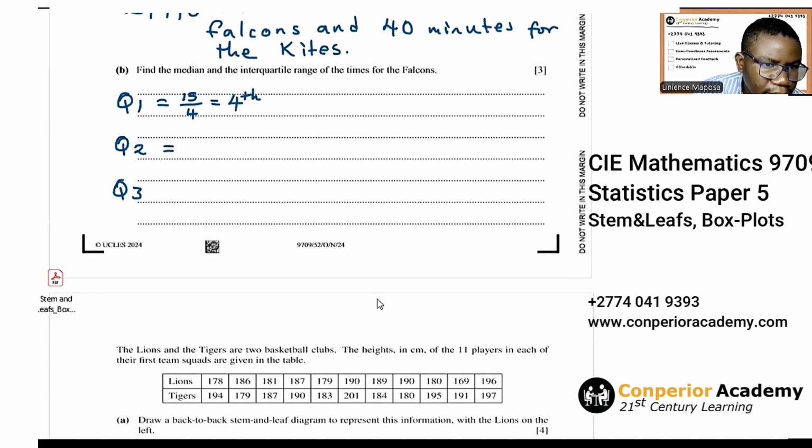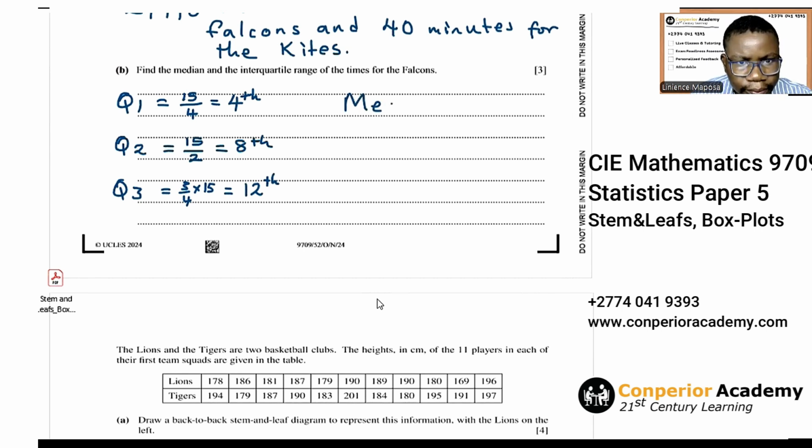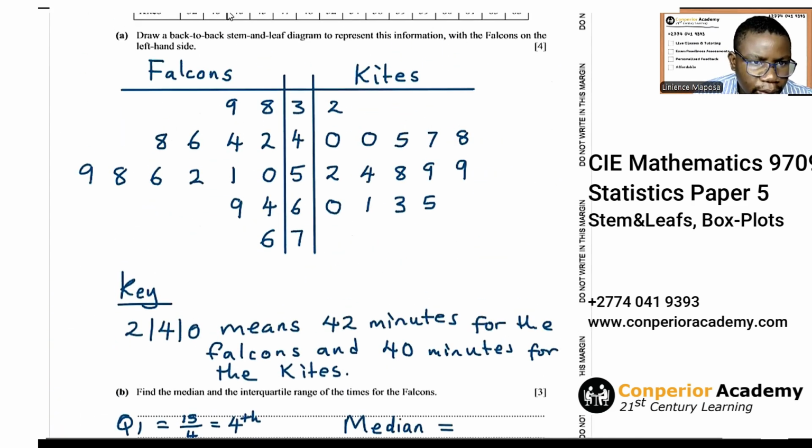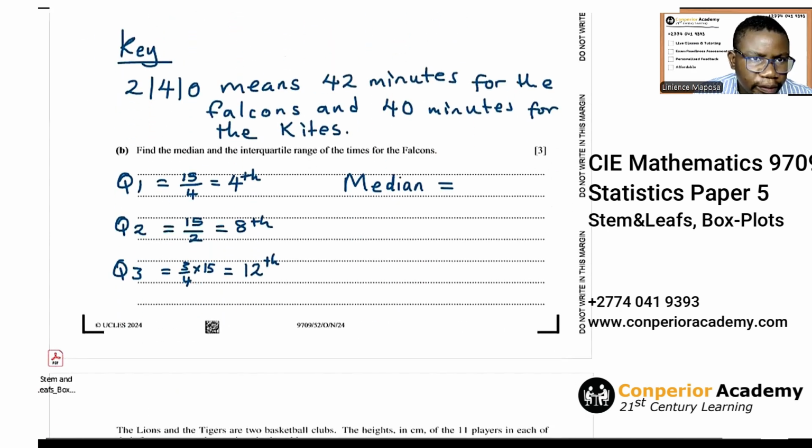Then I need my median, which is going to be half of 15. Half of 15 is 7.5. Therefore, I take the eighth value. And then I have 3/4 of 15, which will give me 11.25, which is the 12th value. So you can just say then your median is equal to, you go and count until the 8th value for the Falcons. So we are going to say 1, 2, 3, 4, 5, 6, 7, 8. So that will be 51. So your median is 51. So I'll say my median is 51 minutes.